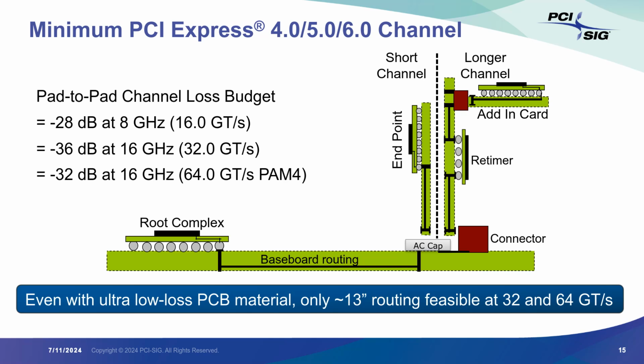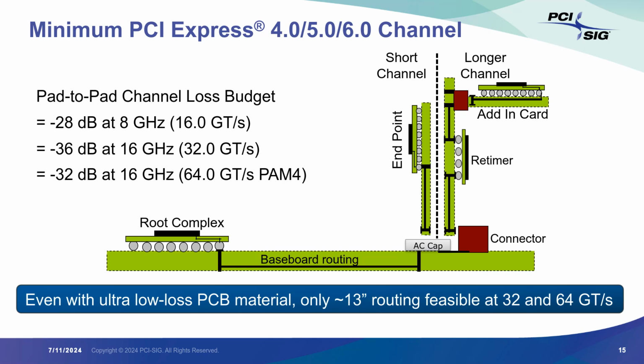So with the channel loss limitation, in this picture you can see that we are going in a one-connector topology or two-connector topology, going from a root complex to an endpoint. Sometimes we call it non-root complex. Even using ultra low loss PCB material, best quality, high cost, only about 13-inch routing is usually feasible at 32 and 64 within the loss budget. And that limits the possibilities that one can do. And wire cable now comes in, providing that flexibility.